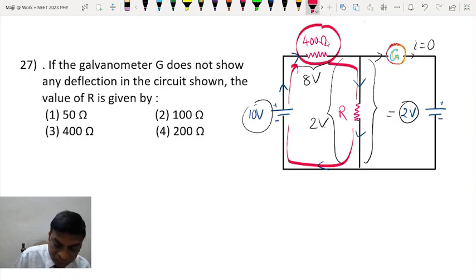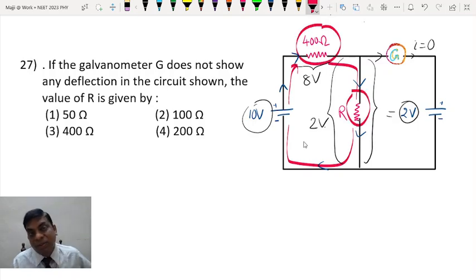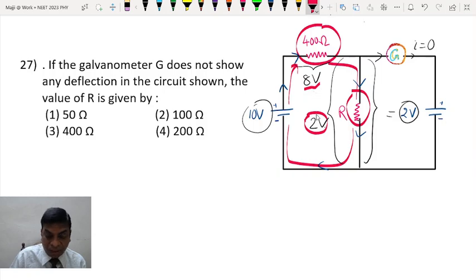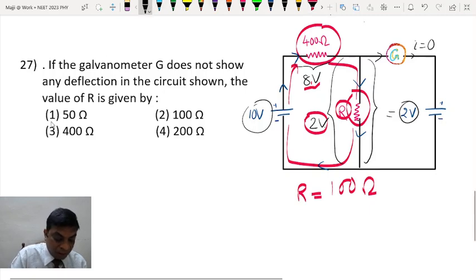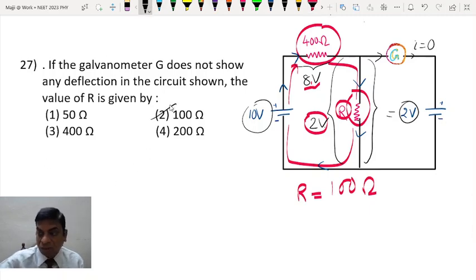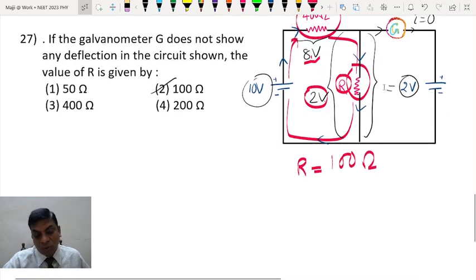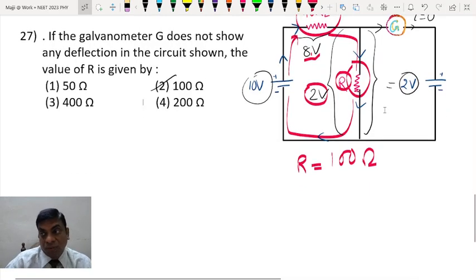So that means these two are in series. In series, current being the same, the potential difference will be directly proportional to the resistance. As compared to this 2 volt, the potential here is 8 volt. So 8 is 4 times 2. So 400 must be 4 times R. If 400 is 4 times R, R must be how much? R must be 100 ohm. That's how you calculate.